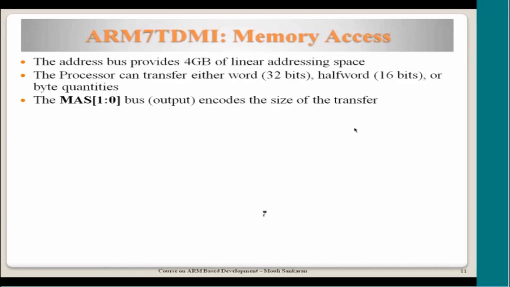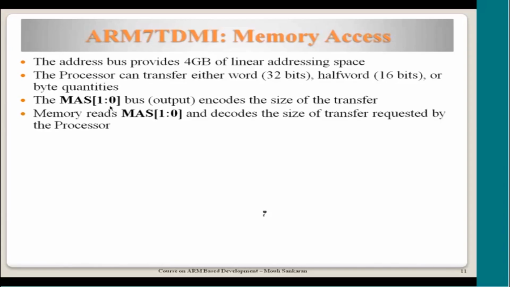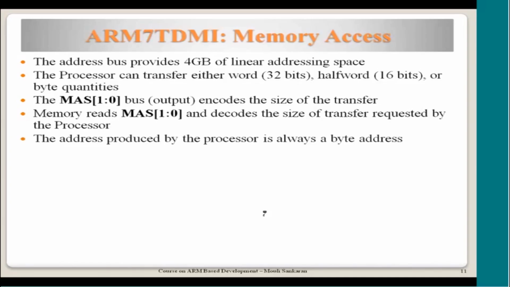So who decides that the MAS input is a 2-bit input coming into the memory? Actually, it is driven by the processor. So this encodes the size of the transfer. If a processor is transferring a half word, it will put in the proper combination of bits to indicate to the memory that it is transferring a half word or a byte or a 32-bit whole word. So based on this MAS signal coming out of the processor core, the memory understands that the transfer size is one of these three, and then accordingly it reads the data from the data bus.